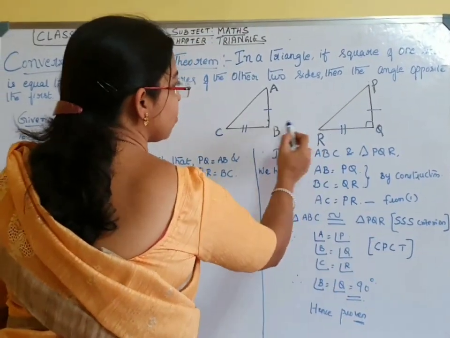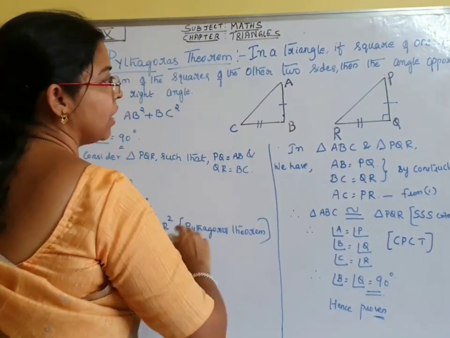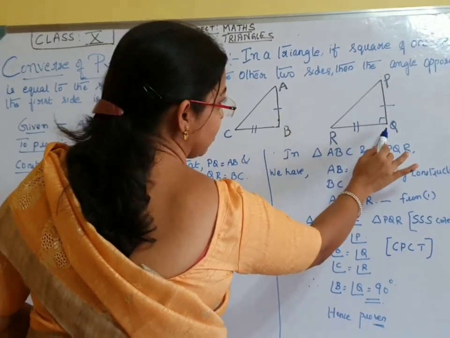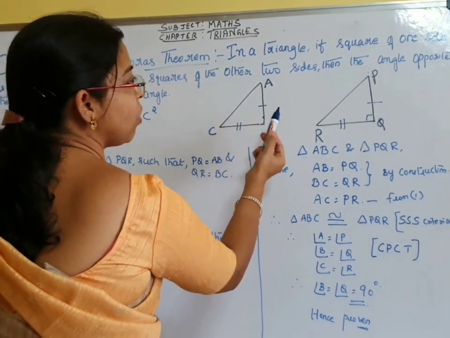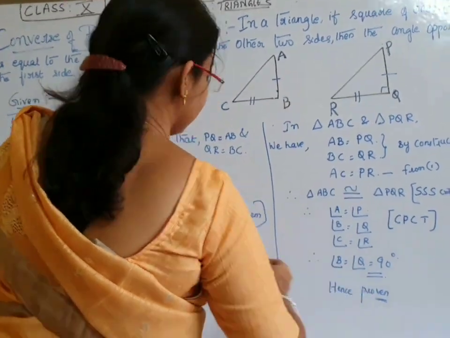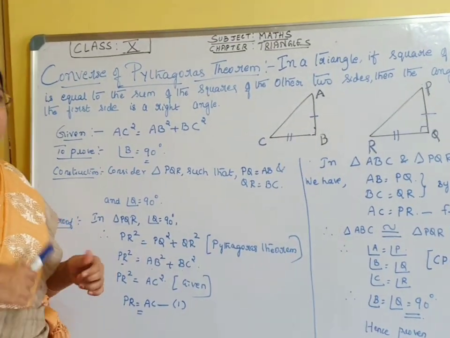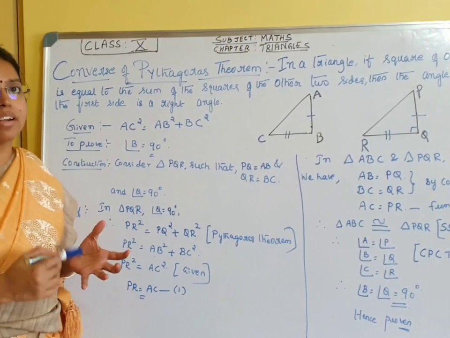Once we prove that these two triangles are congruent, the corresponding angles will be equal. Therefore, here we have taken PQR as a right triangle where Q is 90 degrees. When Q is equal to B, B also becomes 90 degrees. Hence it is proven. Okay children, in the next session we will solve problems based on Pythagoras theorem and its converse.